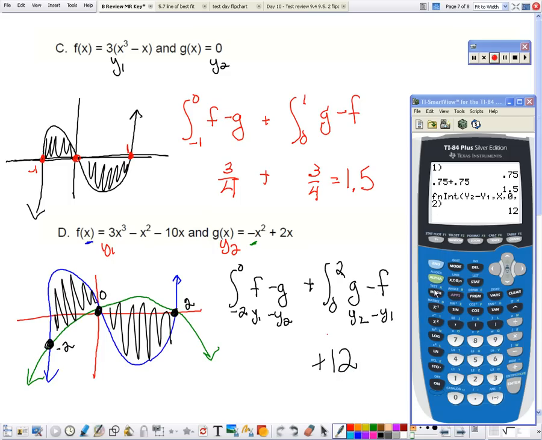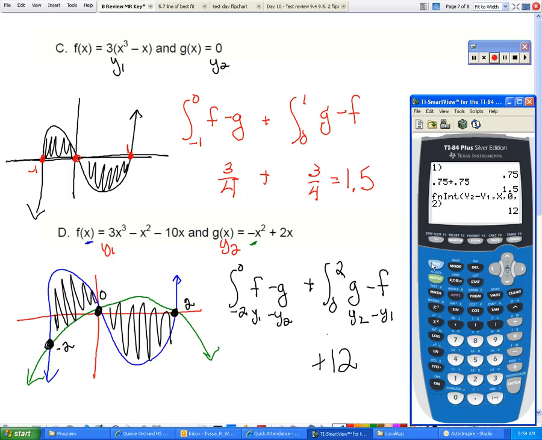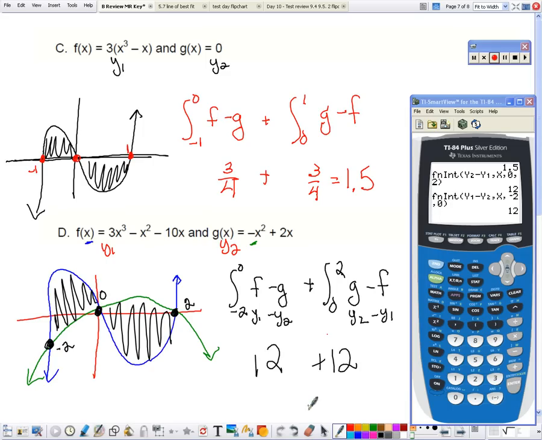Then I have to find the other piece. I'm going to go back to my y1 minus y2. Here we go. y1 minus y2, and I need to do that from -2 to 0. And again, we get 12. So 12 plus 12, 24 is my total value.